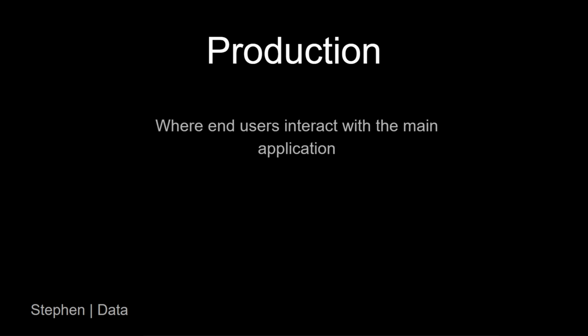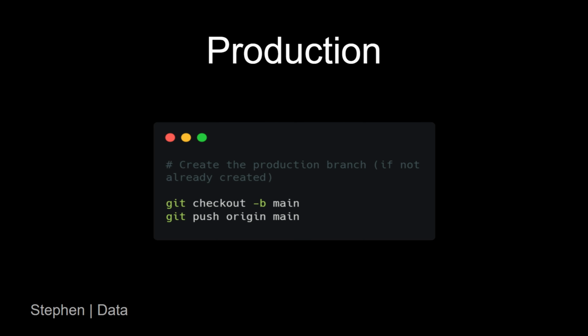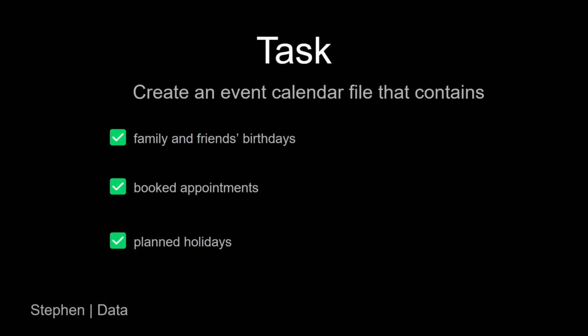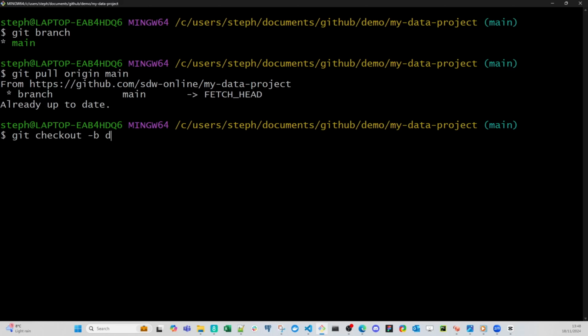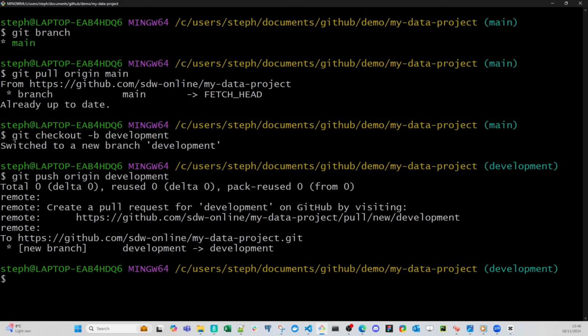The main branch is our production environment. This is the final version where end users interact with the program that contains all the features that have been tested and approved. So for us to actually understand these concepts further, we're going to create a simple events calendar, which will include family and friends' birthdays, booked appointments, and planned holidays. So I'm just going to create the development and staging branches and then push them into GitHub so that we can begin creating the CI/CD pipelines.